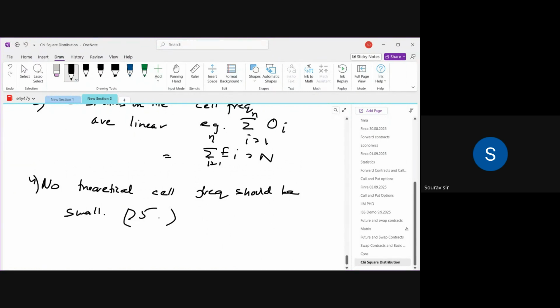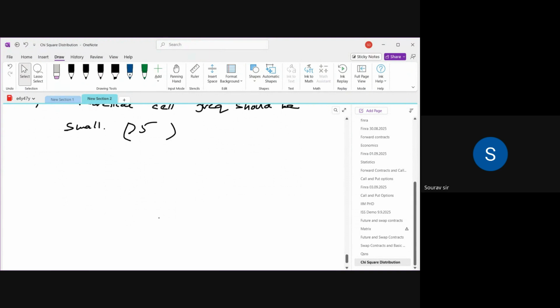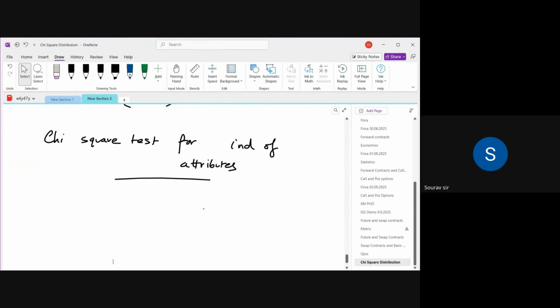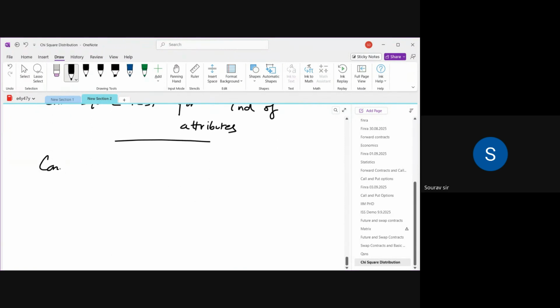This is one; I told you about the goodness of fit chi-square test. But if it is for independence of attributes, then chi-square test for independence of attributes. Here, consider two attributes.